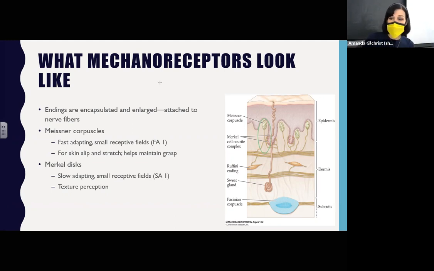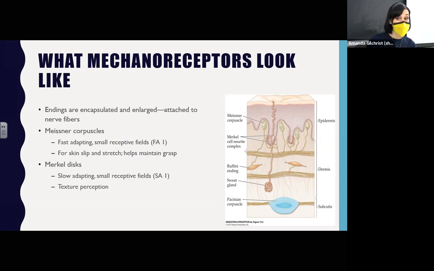Now, just below that, I'm going to go ahead and clear this. Just below this, we have what are called Merkel discs. Depending on who you talk to, these are sometimes referred to as Merkel cell neurite complexes, but they kind of look like little discs, and you can actually see a bunch of those here. Notice that they are very, very small, and notice that the nerve endings are kind of attached to quite a few of them here.